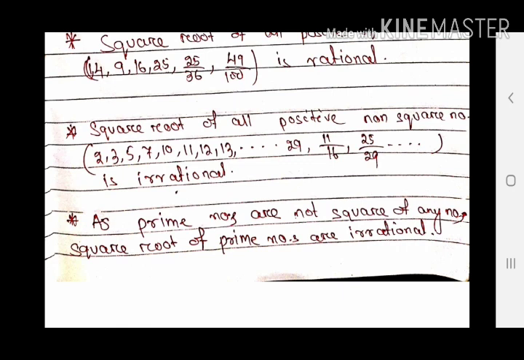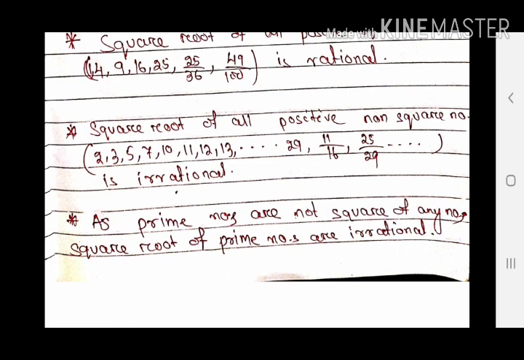Non-square means which is not in square form, not a perfect square, like 11 by 10, 16 by 32, 11, 13, 19, 21, 23, 27. So these are not squares of anything. So the square root of these non-square numbers is irrational. Now I think your doubt is a little bit clear. What is irrational? The square root of positive non-square numbers.